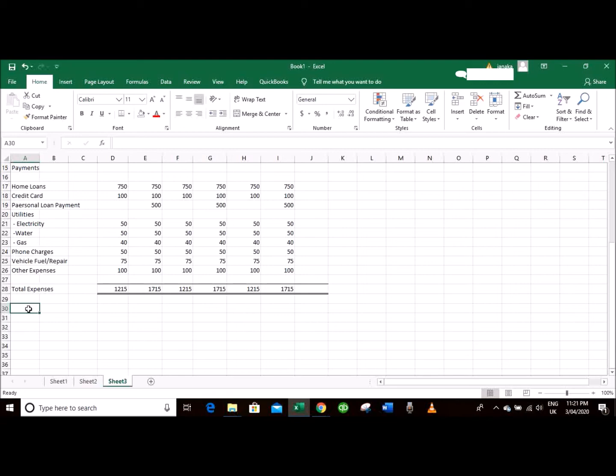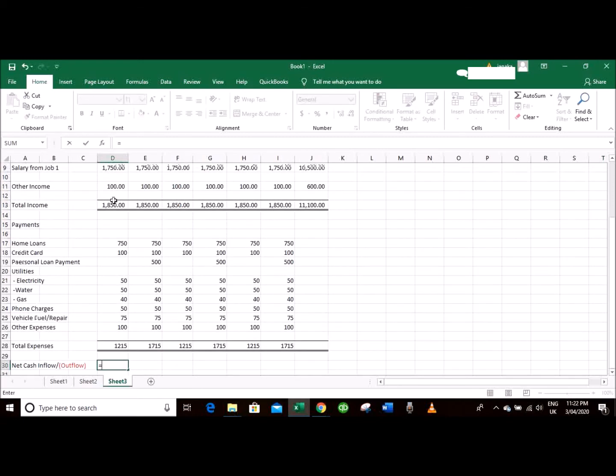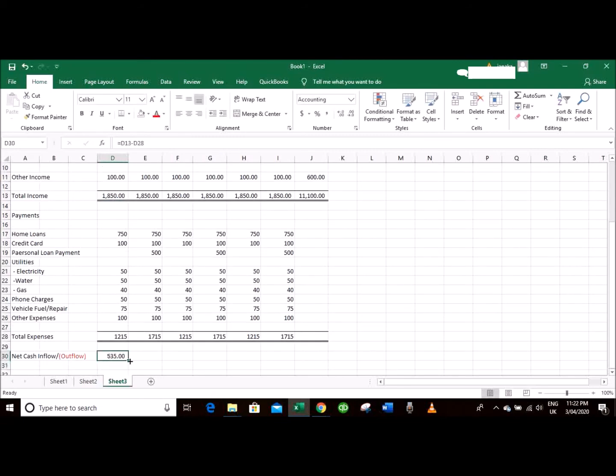Then we'll get a net cash inflow or outflow. I'm going to put all the negative figures in red color, so you can easily see. So total income minus expenses.